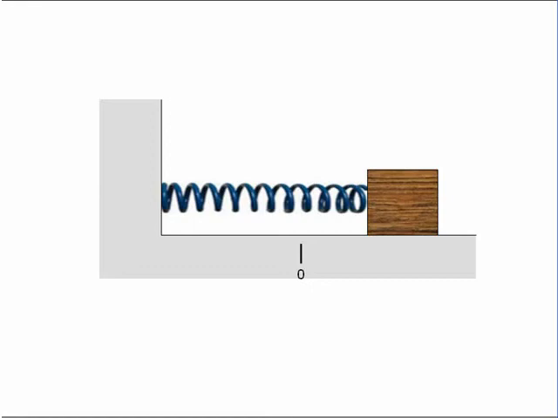If we do this slowly enough, the block is virtually in equilibrium at all times. In other words, its acceleration is 0. The spring will exert a restoring force on the block, which, according to Hooke's law, will be given by minus kx, where k is the spring constant. The minus sign is to indicate that it is in the negative x direction.